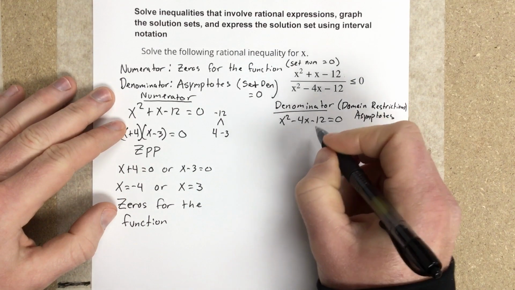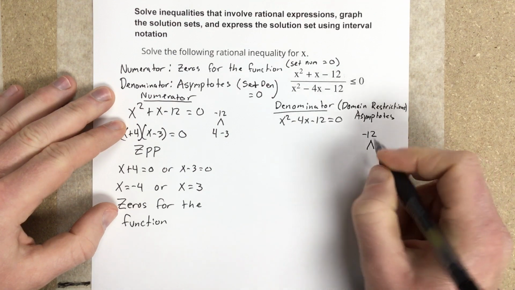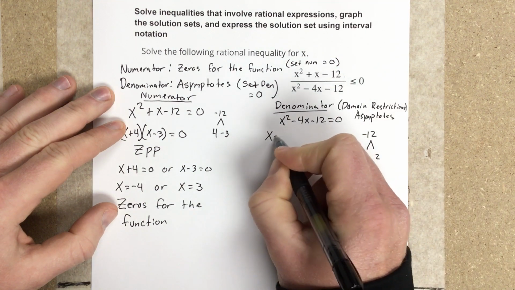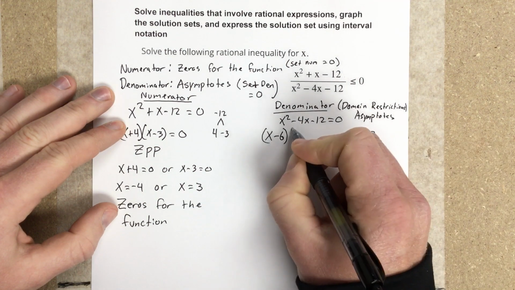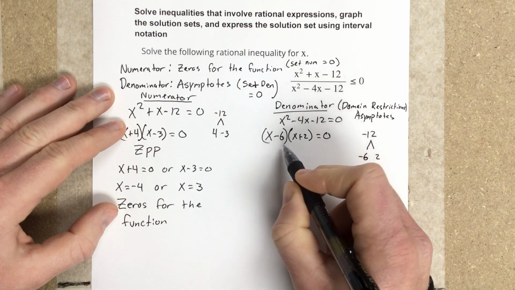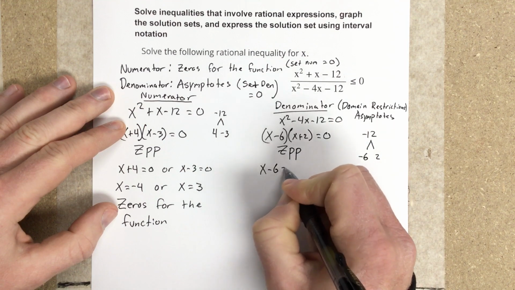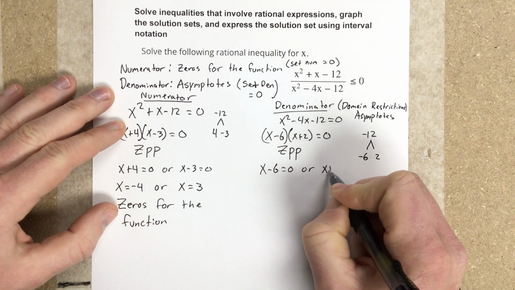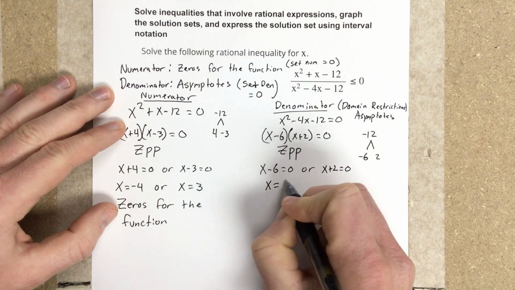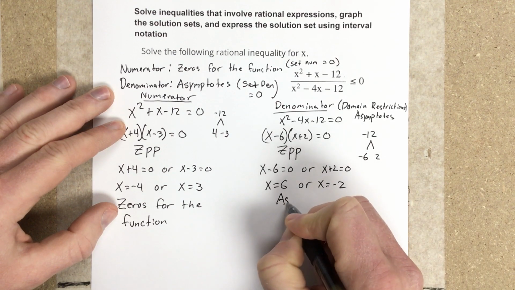Let's find those. Let's factor this. The factors of negative 12 that add to negative 4 are negative 6 and 2. So we have (x minus 6)(x plus 2) equals 0. By the zero product property, we get x minus 6 equals 0, or x plus 2 equals 0. So we end up with x equals 6, or x equals negative 2. And these are the asymptotes.